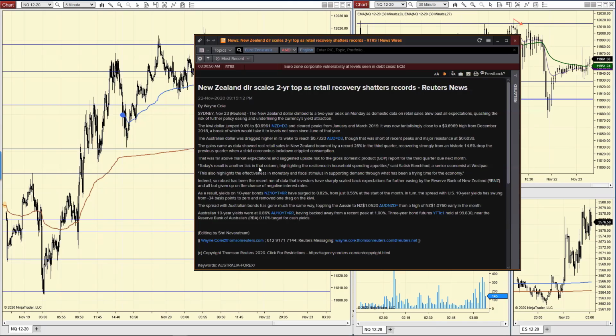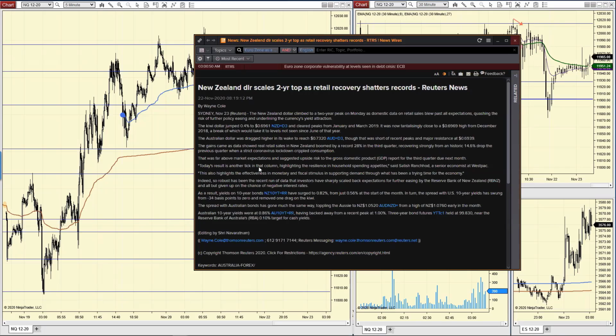The gains came as data showed retail sales in New Zealand boomed by a record 28% in the third quarter, recovering strongly from a historic 14.6% drop the previous quarter when strict coronavirus lockdown crippled consumption. That was above market expectations and suggests upside risk to the gross domestic product report for the third quarter due next month.